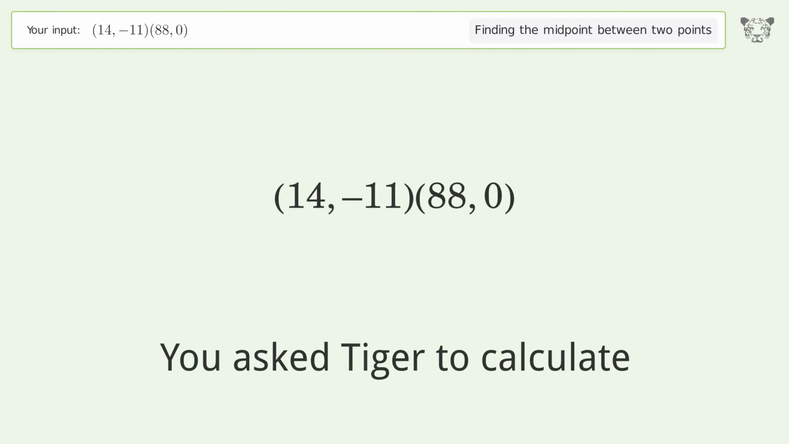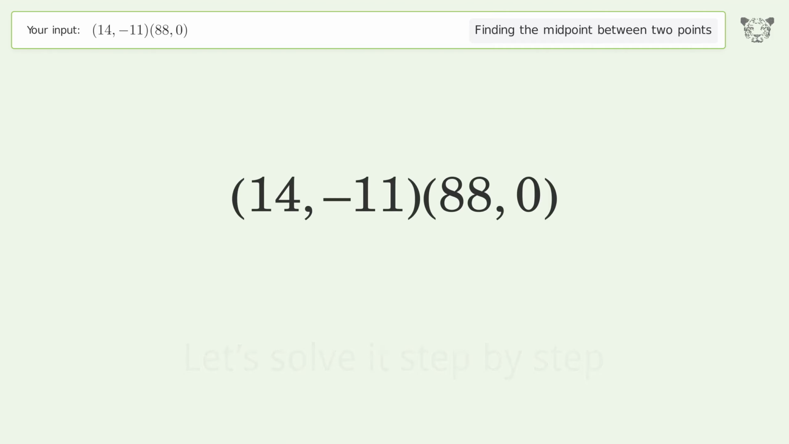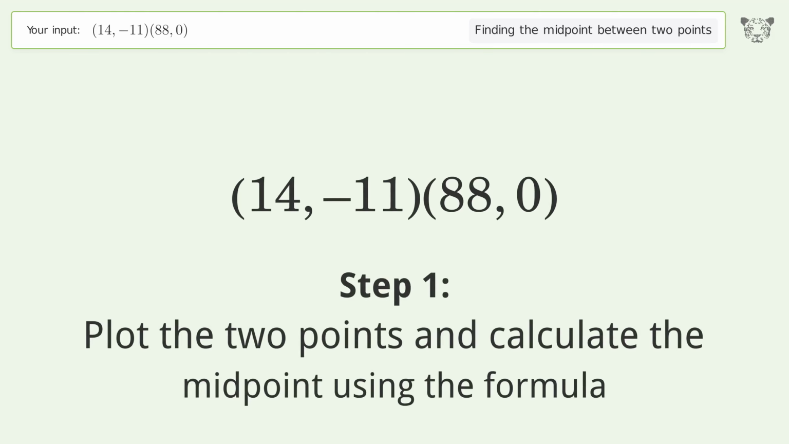You ask Tiger to calculate. This deals with finding the midpoint between 2 points. The midpoint between the 2 points is 51, -5.5. Let's solve it step by step. Plot the 2 points and calculate the midpoint using the formula.